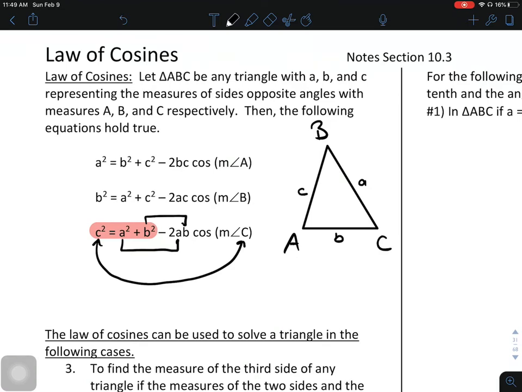This pattern that you see here is the same for each of these. Starts out with a letter, that letter is not used again, but the uppercase version is the angle. The other two letters are squared and added together, and then you're subtracting 2 times those, and then times cosine. So needs memorized, whatever it takes to get that done.